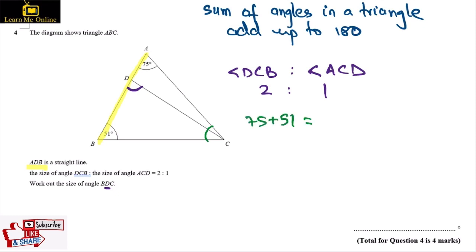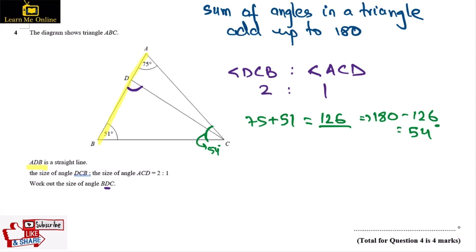When you add 75 with 51, you get 126. So the remaining angle we can find by doing 180 minus 126, which gives you 54 degrees. So we know that this whole angle is 54 degrees. I'm going to label it over here.